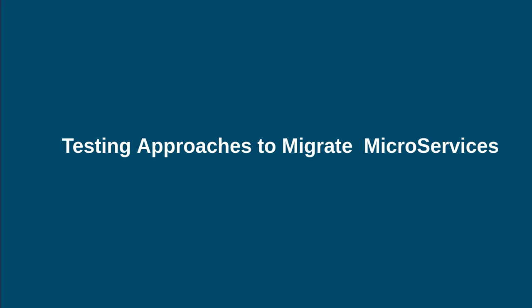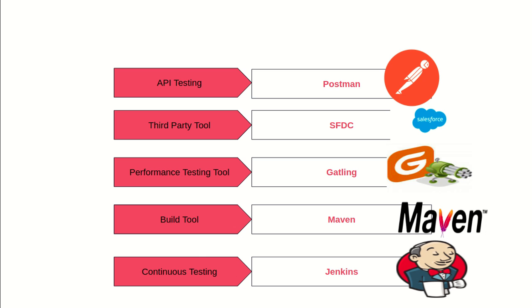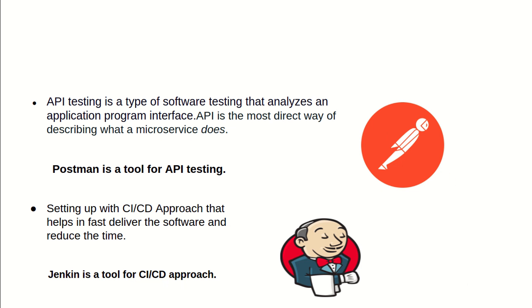Testing approaches to migrate to microservices. There are a lot of testing approaches. Like for API testing, we have Postman, which is an API testing tool. For third party integrations, we have Salesforce. It helps to generate the data. And for performance testing, there are many tools in the market like JMeter, Gatling and K6. You can use any one of them for testing. And for build management, we have Maven, and for continuous testing we have Jenkins. We will see these testing approaches in detail.